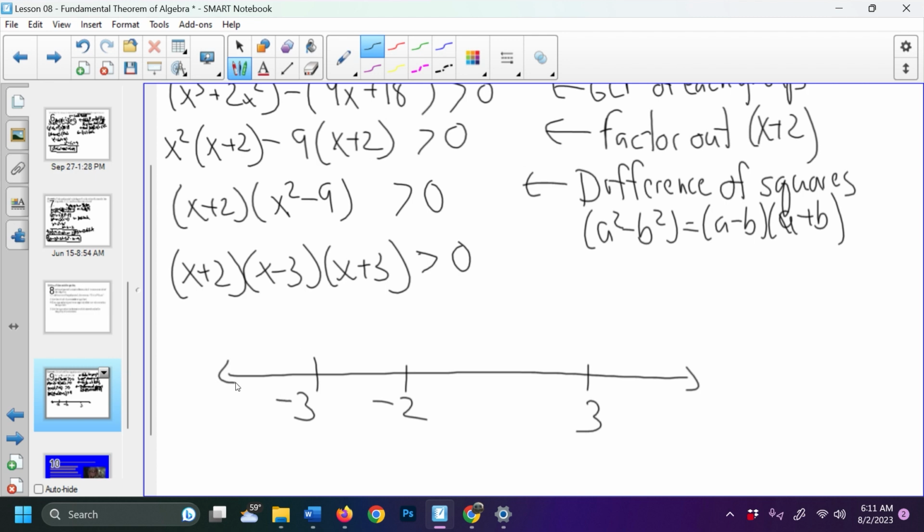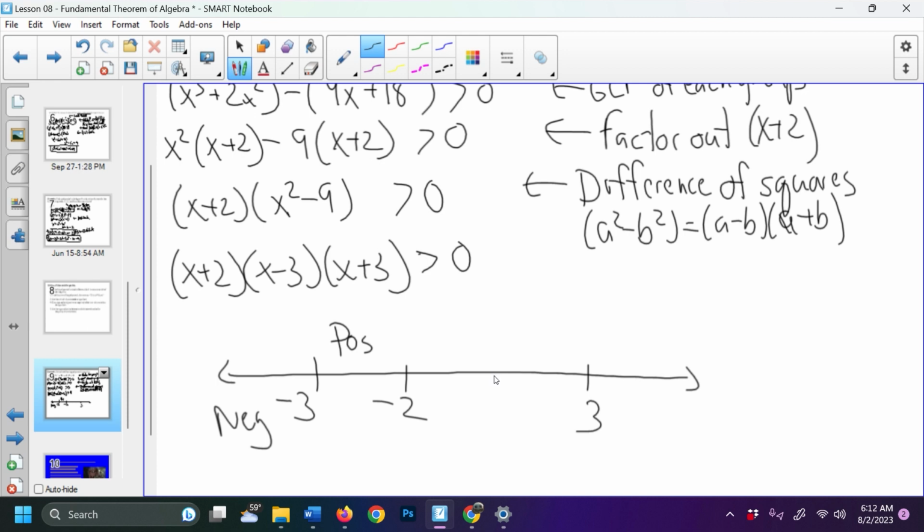Alright, so if I pick, say, -10, -10 makes that negative. -10 makes this negative. -10 makes this negative. Negative times a negative times a negative is a negative. I need -2.5, somewhere in between these two. -2.5 makes this negative. -2.5 makes this negative. -2.5 makes this positive. I have 2 negatives and a positive. This is positive.